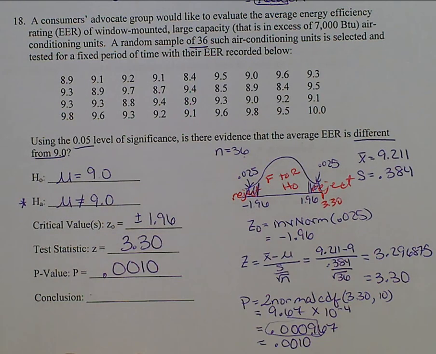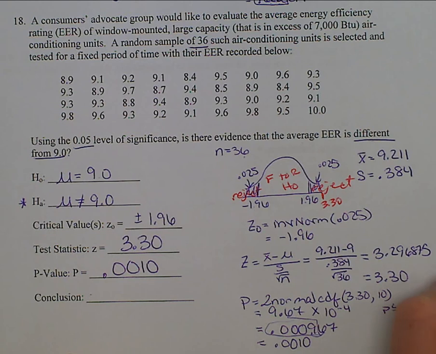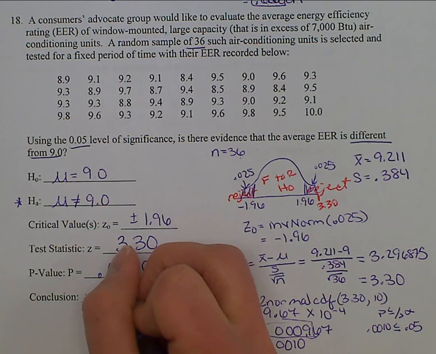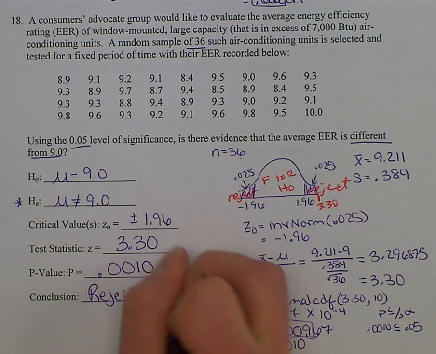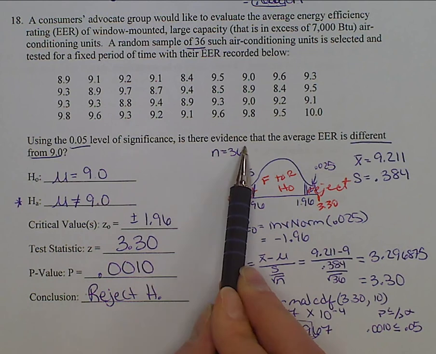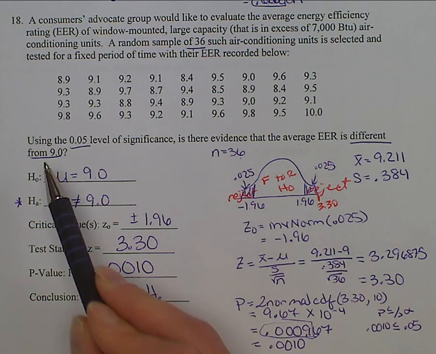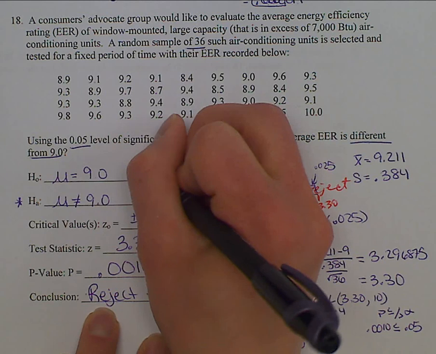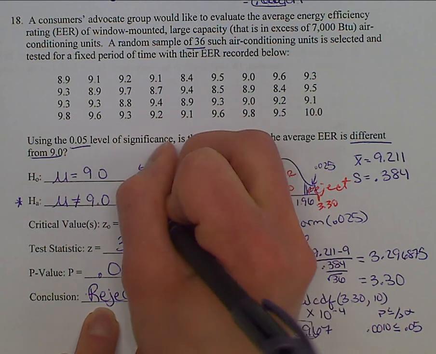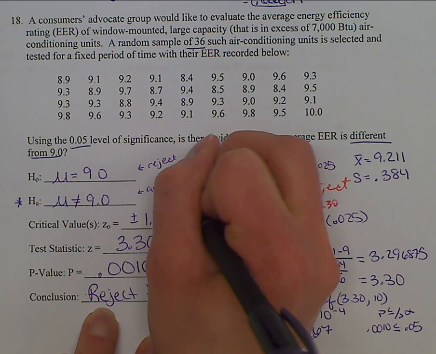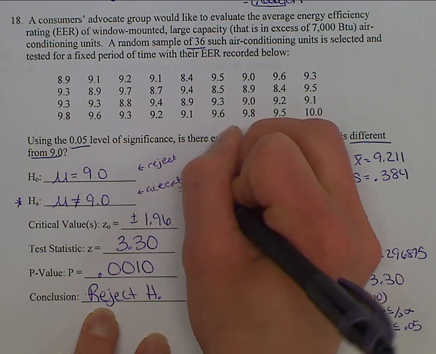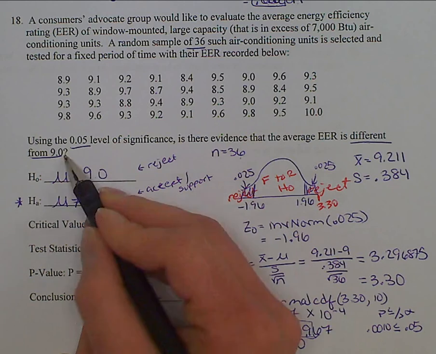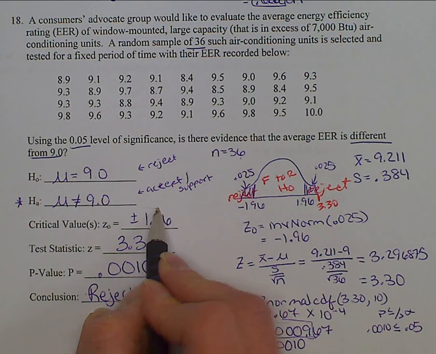So our conclusion, again, we can also compare p with alpha, even though we already know that we are going to reject. And alpha was 5%. P is less than or equal to alpha. So we are going to reject our null hypothesis. Now it says, is there evidence that the EER is different from 9? Well, we rejected our null, which means we are going to accept and support the alternative. So is there enough evidence to support that it is different from 9? Yes.